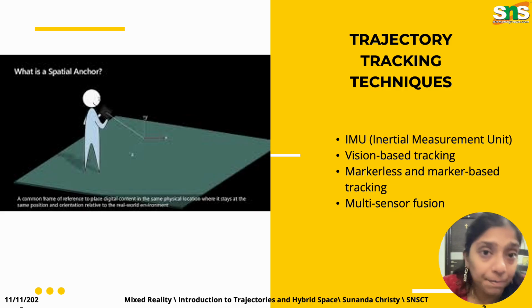Next are the trajectory tracking techniques. What are the techniques used in trajectory tracking? Spatial anchors, markerless tracking, and also multi-sensor fusion. These trajectory tracking techniques have been used to enhance the technology.